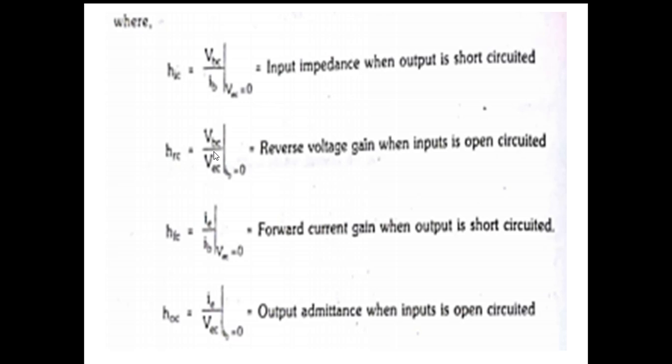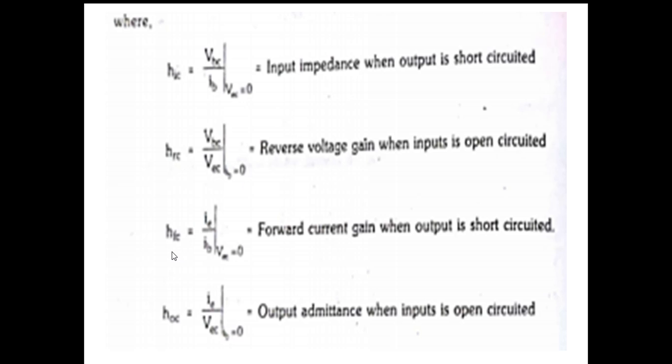Next, HRE is the reverse voltage gain. So VBE by VEC, where VBE is the input voltage, VEC is the output voltage. So input voltage by output voltage, both are voltages, therefore voltage gain. But this is in reverse. It must be output by input, but here it is input by output. Therefore, reverse voltage gain when input is open circuited, that is IB is equal to 0.